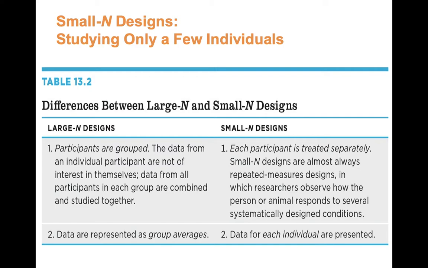Again, just to review this table, so we know the difference. In large N studies, we've got group data. This can be correlational data, experimental, quasi-experimental, all the designs that I've lectured on so far in this course. In contrast, in a small N study, each participant is really treated as its own experiment. Doing so requires collecting a lot of data and then presenting that data for each individual.